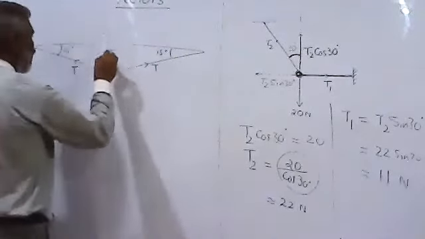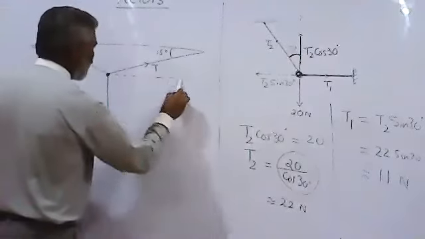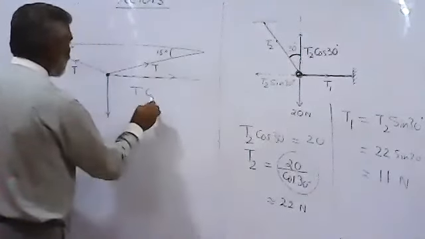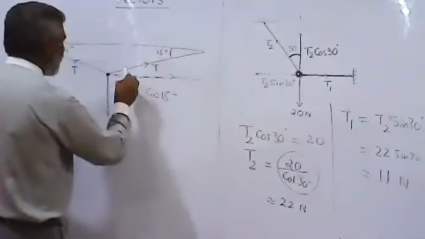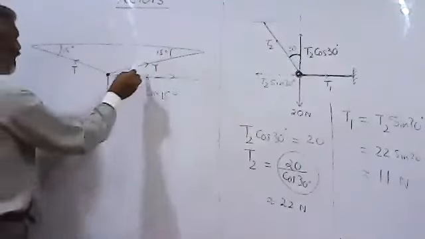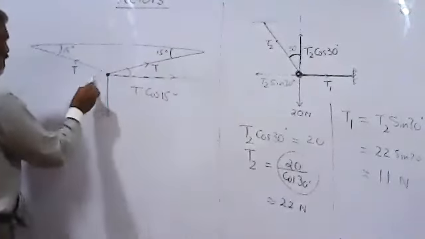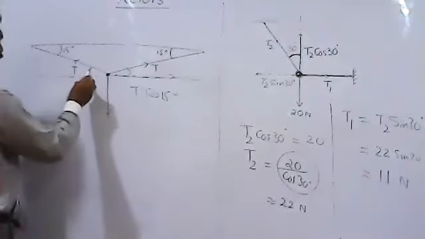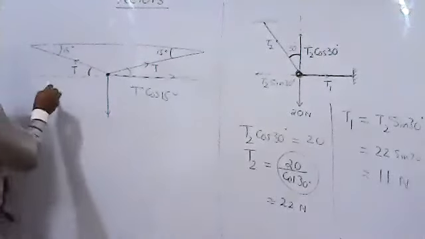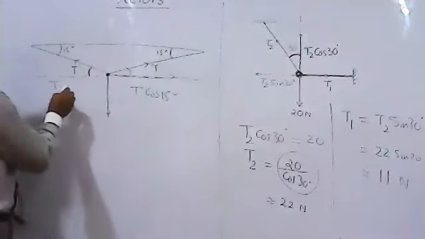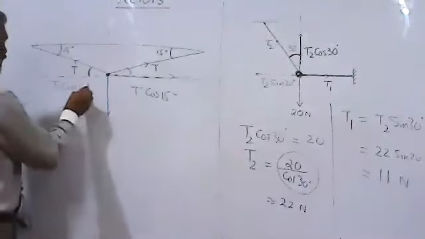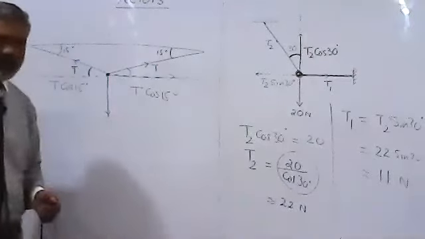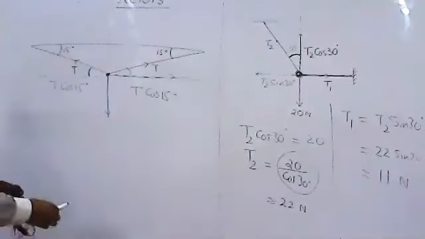If I resolve this T into its components, the component on this side is T cos of 15 degrees, because 15 is this angle, as it is the same here. So from the geometry of the figure, you can guess easily that this is also an angle equal to 15 degrees, and therefore this is also T cos of 15 degrees. So T cos 15 on this side and T cos 15 on this side, so they cancel.